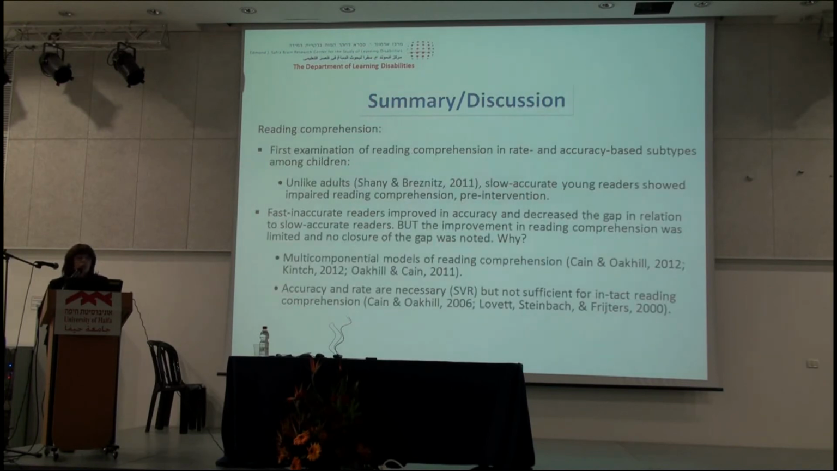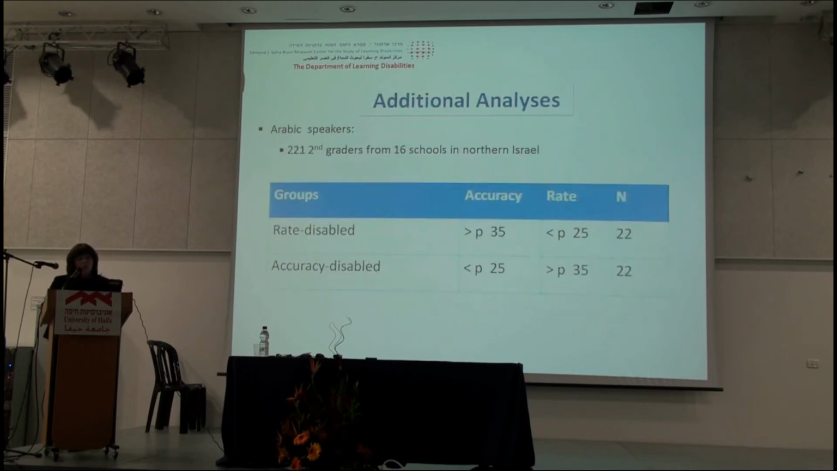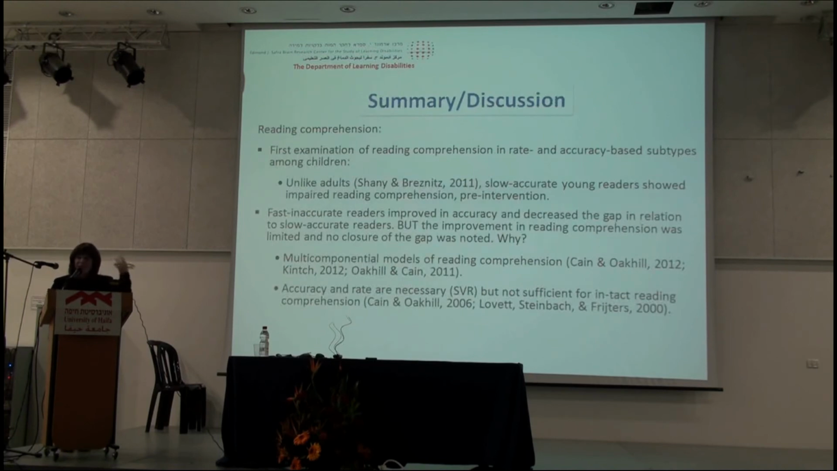What about reading comprehension? It's the first examination of comprehension in rate and accuracy-based subtypes in children, not in adults. And unlike adults, what we found is slow, accurate young readers showed impaired comprehension pre-intervention, because we didn't see that in adults. In adults, we saw that the comprehension was intact in slow and accurate readers. While fast and inaccurate readers improved in accuracy and decreased the gap in relation to slow, accurate readers, the improvement in comprehension was limited, and no closure of the gap was noted. And the question is why? Well, multi-componential models of comprehension: accuracy and rate are necessary, simple view of reading, but not sufficient for intact reading comprehension. So we think actually that they are on the way, but they need more linguistic work, they need in-depth language support.